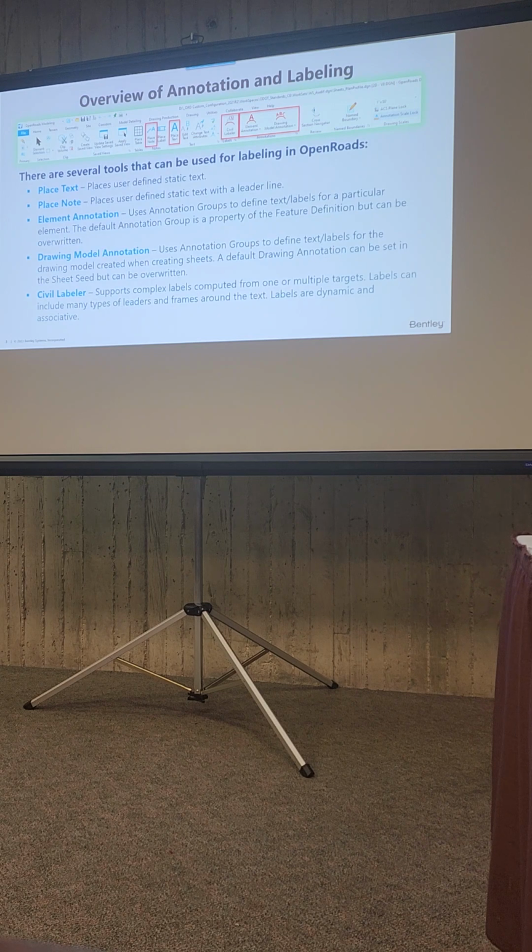But if you have to recut your sheets, if you're placing these in a drawing model, you are going to lose your annotations. So it's better to lean on the annotation groups as much as possible, because those are easily removed and replaced as opposed to your labeling.